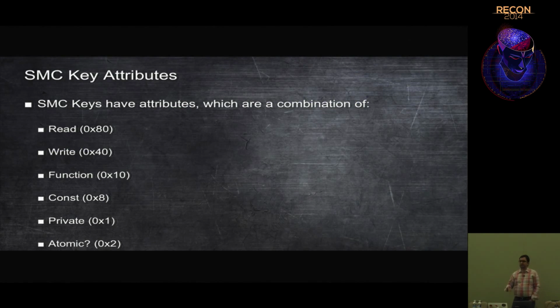So what are those attributes? Well, basically a key can be defined as read, as write. It can be defined as either a variable or a function. So either I need to call a function or I can just read a variable. It can be defined as a const. So basically something that can be modified once but not after that. Or it can be marked as private, and we'll see what a private key is. And it can also be marked as atomic. But I'm not sure what exactly atomic means in this context. But these are basically different attribute flags associated with the keys.